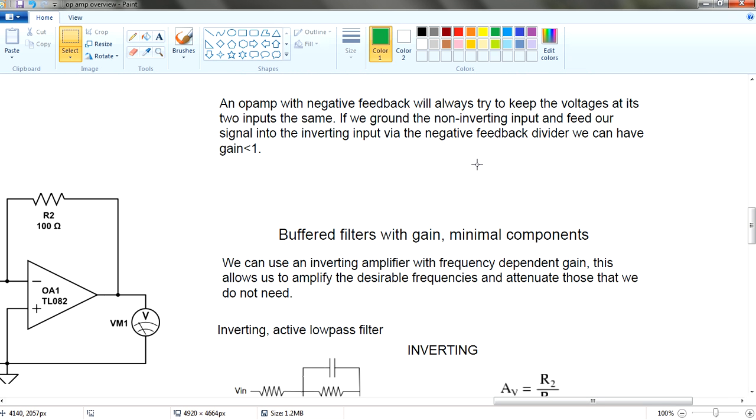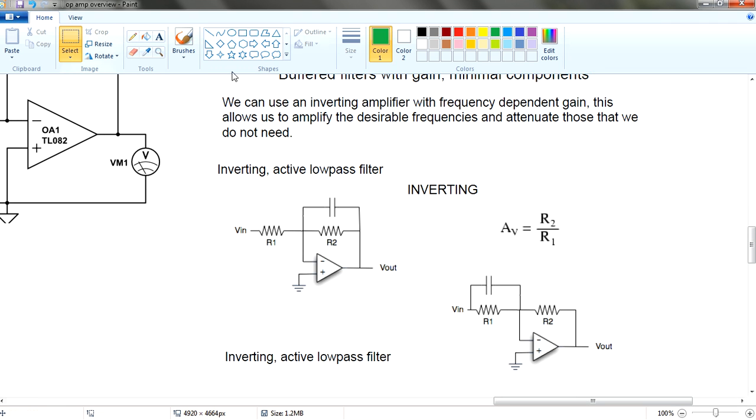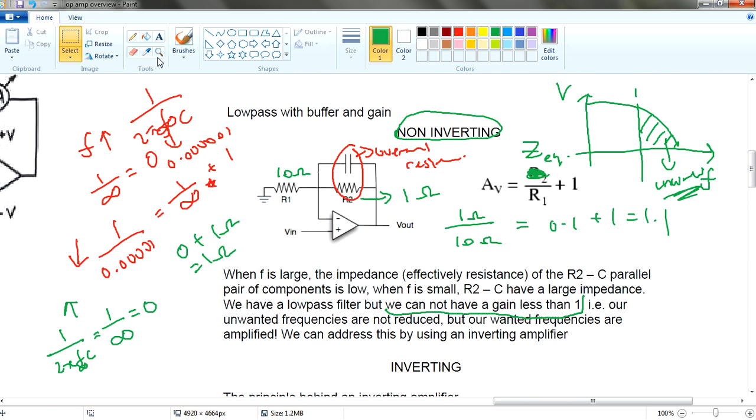So what they actually do is use an inverting amplifier. So what is it about? We can use an inverting amplifier with frequency dependent gain. So the keyword is frequency dependent. This non-inverting amplifier is not frequency dependent. Why? Because of the gain of one: for any frequency, you still have a gain of one.